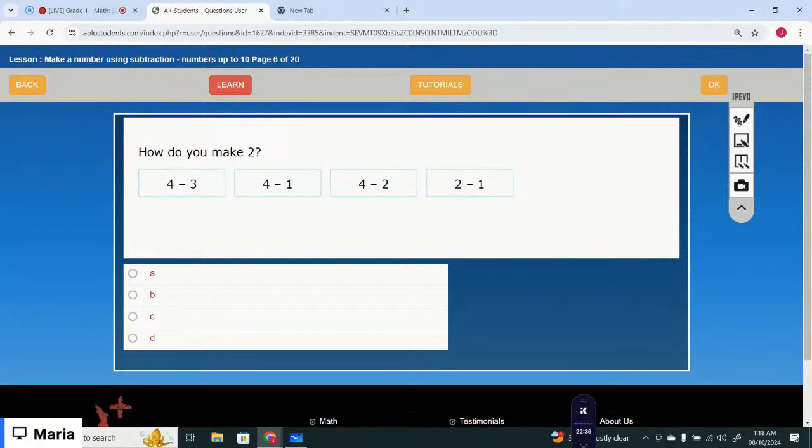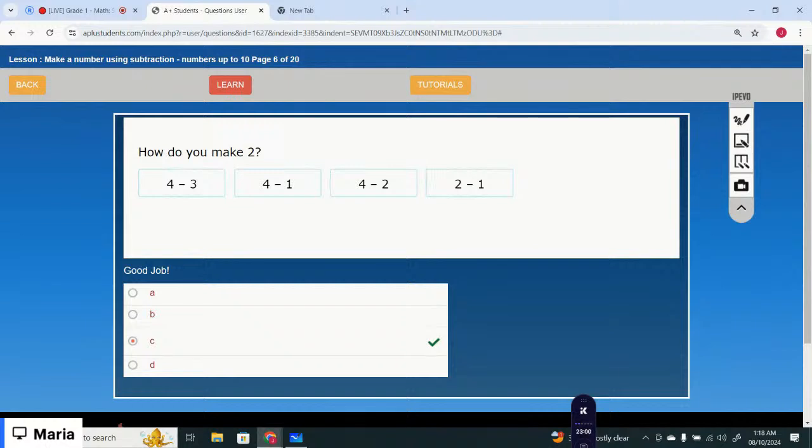How do you make 2, which is the correct option? Yes, that's option number C. 4 take away 2 is 2. Option number C is the correct option.